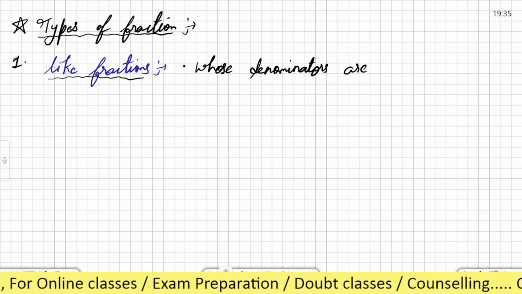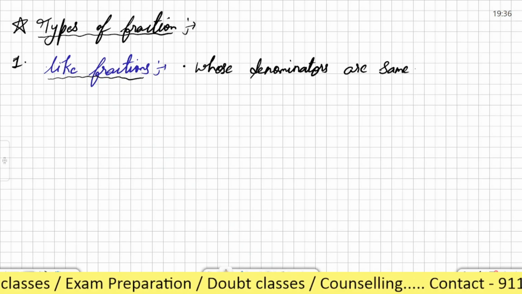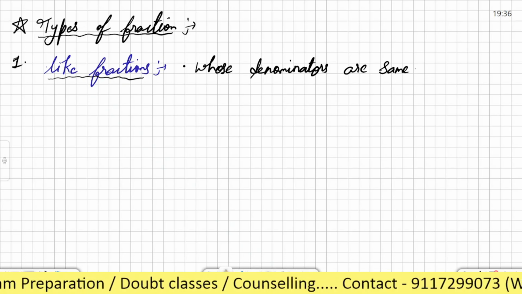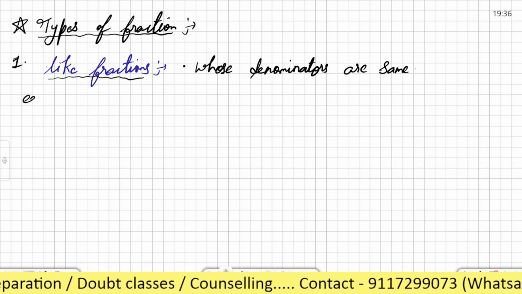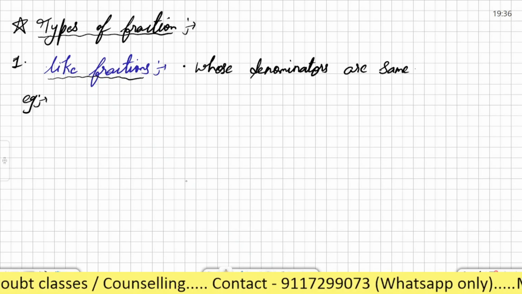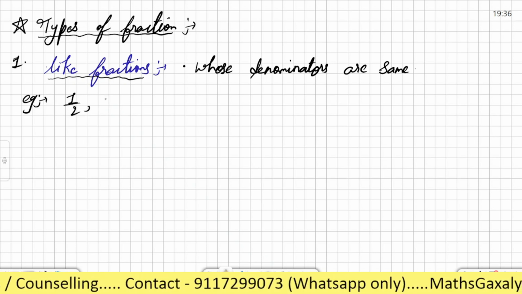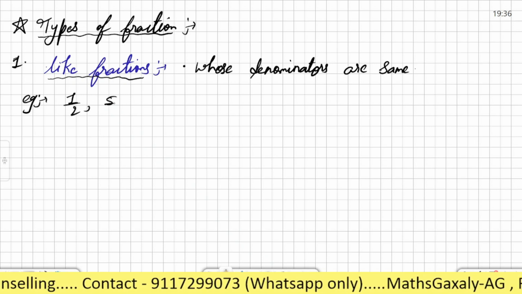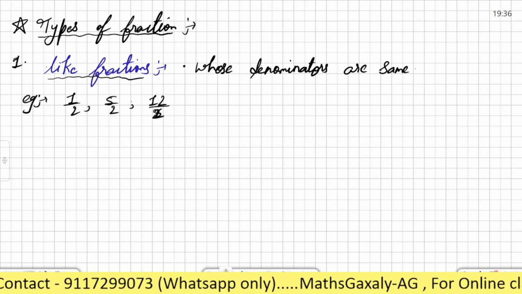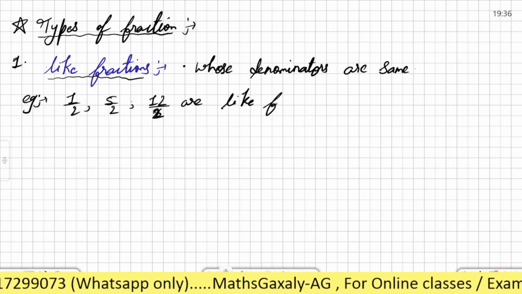Denominators are the same. You can define it as a group or a set of fractions in which the denominators are the same. That's all. Now let's see some examples. Can you please give some examples by yourself? 1 by 2, 5 by 2, 12 by 2. Very good. 1 by 2, 5 by 2, 12 by 2 are like fractions. Is it clear?